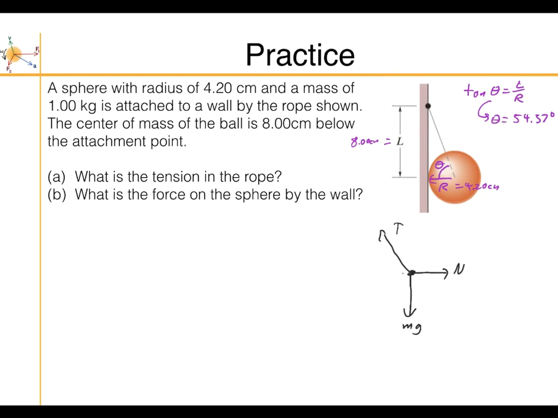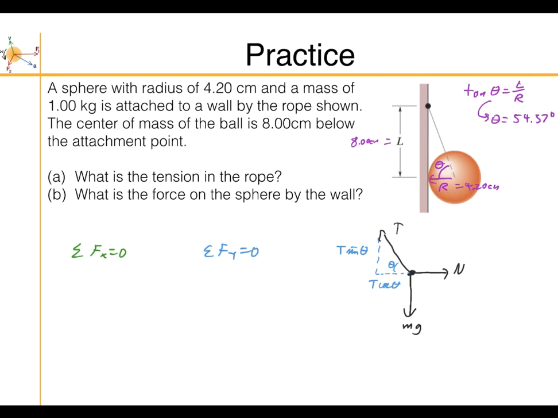So I can break this one here. I'm going to break the tension into x and y components, right? If this is theta, then this is going to be T cosine theta for the x component and T sine theta for the y component. So here we just do a simple sum of the forces in the x direction equals 0, and sum of the forces in the y direction equals 0.